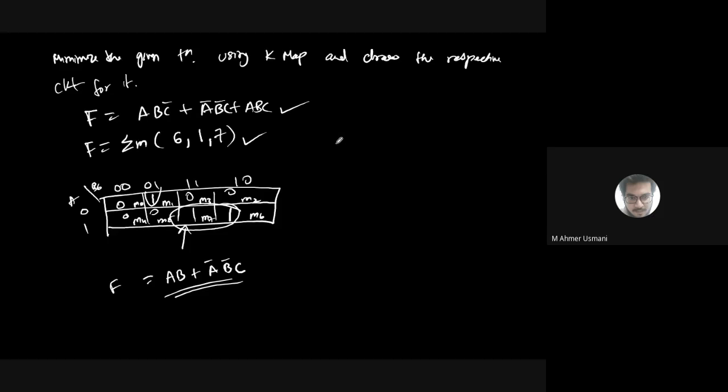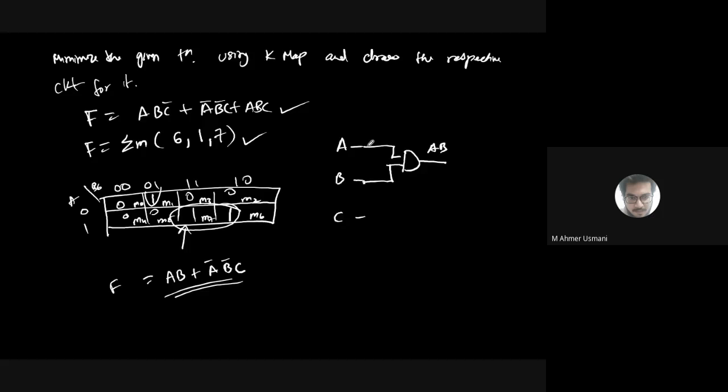How will the circuit be drawn? You'll have A, you'll have B, you'll have C. Now what do you have to do? What should be done with A and B? What do we need to make? AND gate. So we'll make an AND gate. We'll get AB. After that, get A's complement and B's complement.